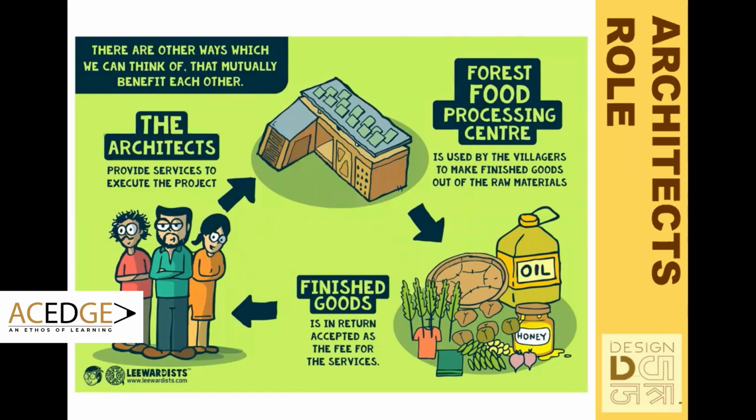Where the fees part comes into the picture, we also told them that the community is not rich monetarily, but they are very rich with resources. So we had a deal with the community that they can pay our fees in terms of forest produce rather than giving us money. In this, you see that the architect is involved with the forest, and the forest produce is coming back to us. So we also think about this alternative economic cycle while working on these projects.